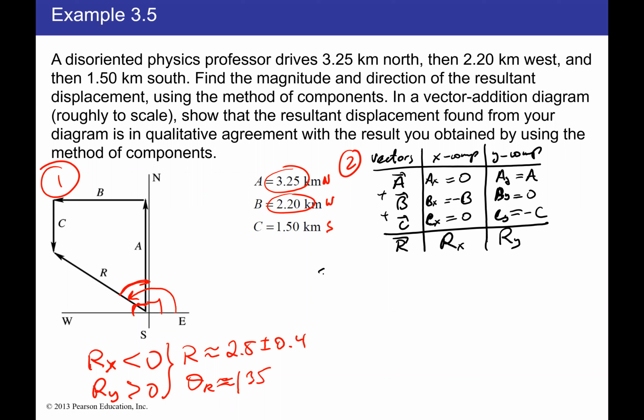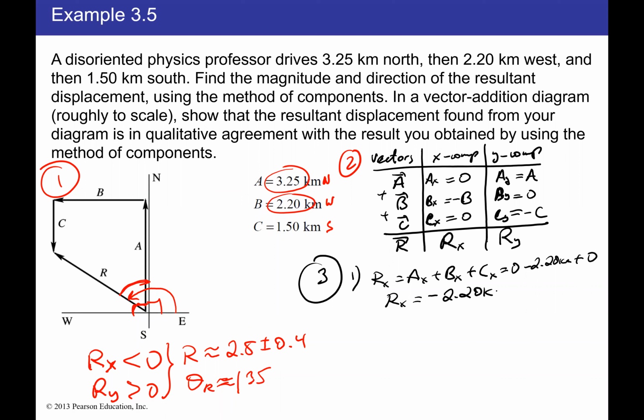Then step 3 will be to get my equation 1, where Rx equals Ax plus Bx plus Cx. Well, this is 0 minus B. Remember, B was 2.2 kilometers. Then plus 0. That means the X component is nothing but negative 2.2 kilometers. And remember, I estimated the X component to be negative, and that's what I got.